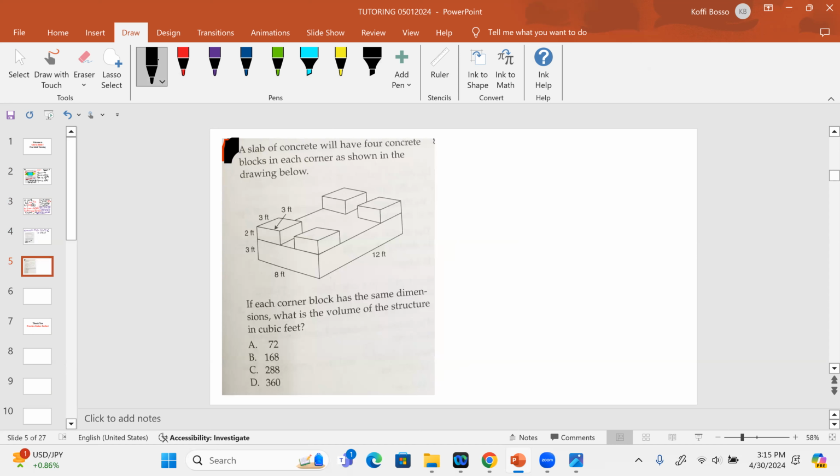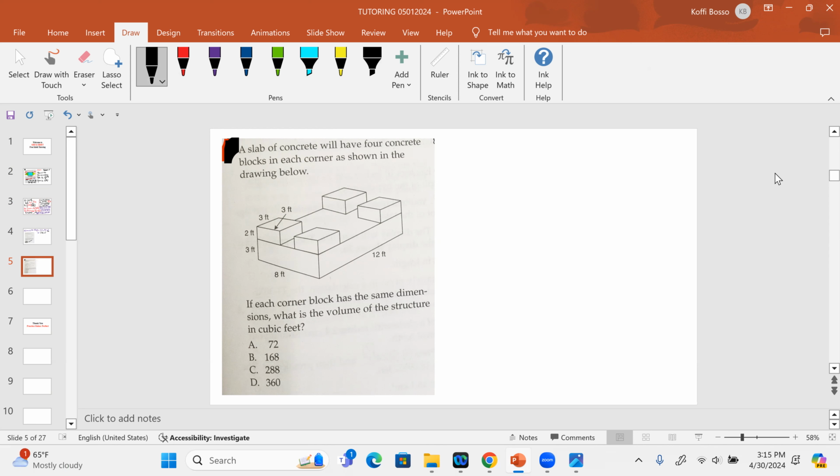This is the next question here. Again, can you read it and tell me what we can underline as a key word? A slab of concrete will have 4 concrete blocks in each corner as shown in the drawing below. Each corner block has the same dimensions. What is the volume of the structure in cubic feet?